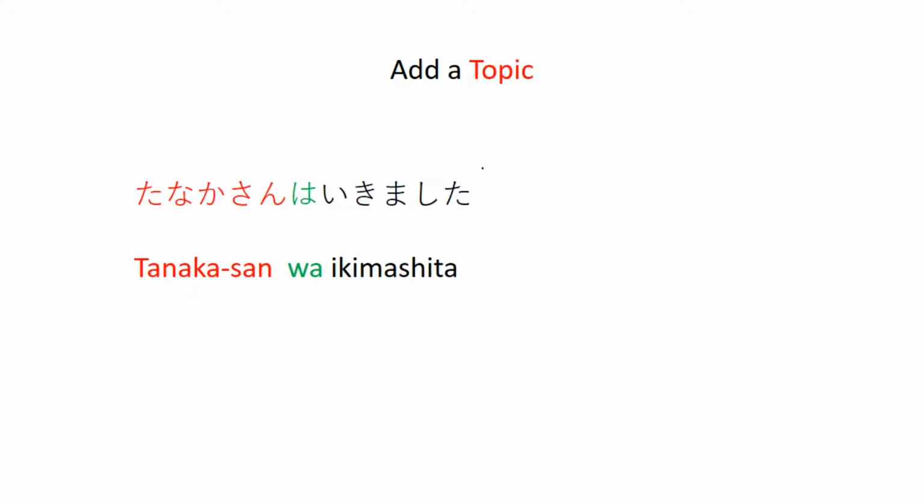Next, I will add a topic. Tanaka-san wa ikimashita. We now know who went. Tanaka-san went. Wa is the topic marker, which is after Tanaka-san, indicates that Tanaka is the topic. When you see wa, it means something like, as for Tanaka, or speaking about Tanaka, you're calling to the attention of the listener that you're talking about Tanaka. The fact that he went is the important point. So whatever's after wa is what's important in the sentence.